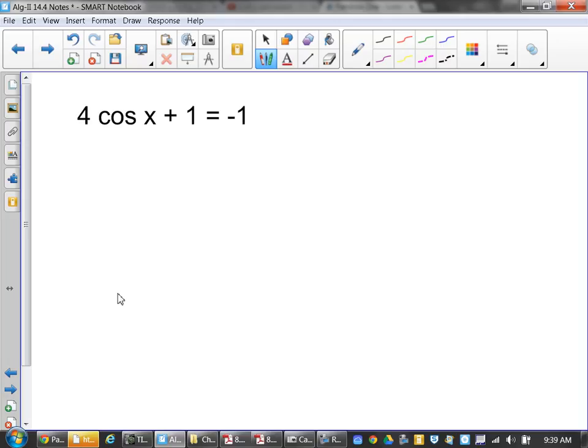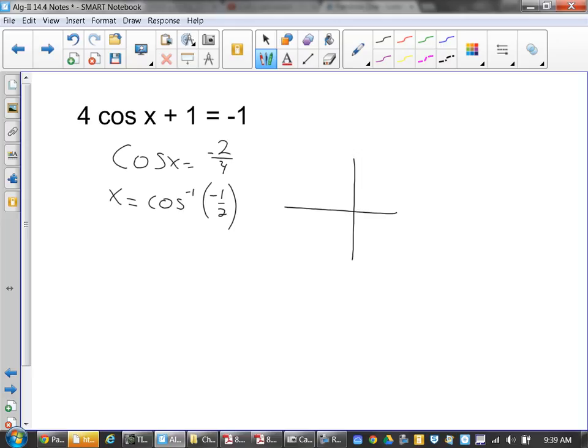So you set this one up. Does everybody agree you're going to subtract 1 and divide by 4? So we have the cosine of x equals negative 2/4. So x is going to equal the inverse cosine of negative 1/2. Again, where is your cosine going to be equal to a negative 1/2? It's got to be second quadrant because cosine is negative. So it's negative 1 and 2. What angle is that? 60. So the reference is 60. In the second quadrant coming up, it's what? Perfect. 2 pi over 3.